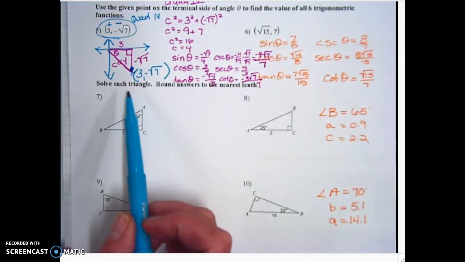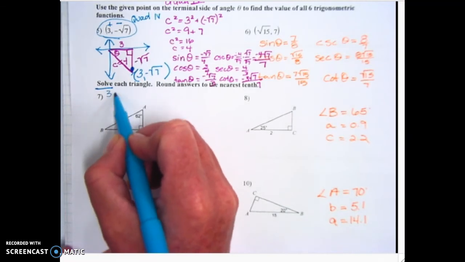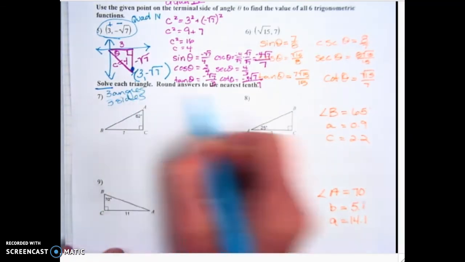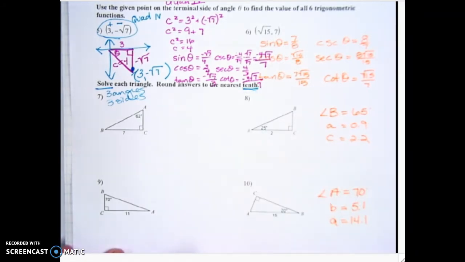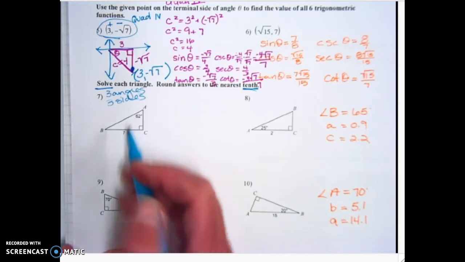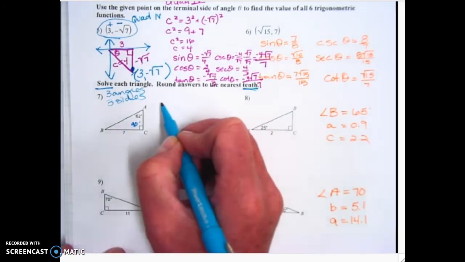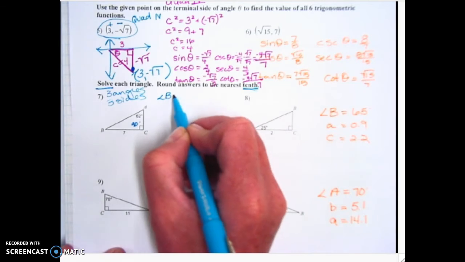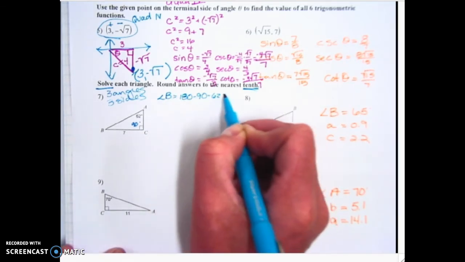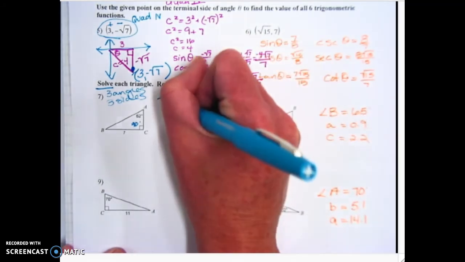Number 7, solve each triangle. Solve means to get all 3 angles and all 3 sides. Round your answer to the nearest tenth if you need to, okay? So on this triangle right here, we've got angle A, which is 62 degrees, angle C, which is 90 because it has the little box. So to get angle B, we're just going to start with 180, subtract the 90 that we know, subtract the 62 that we know, and that means that angle B is 28 degrees. So we have all 3 angles.